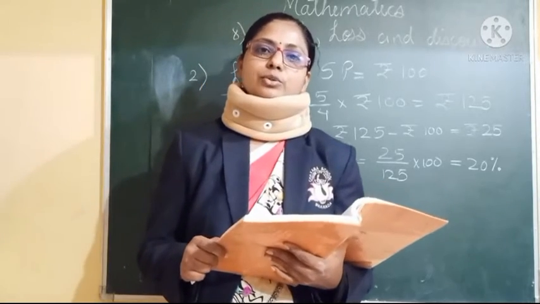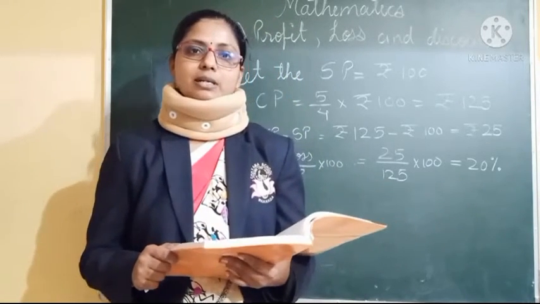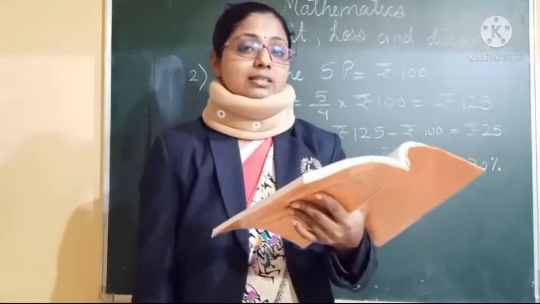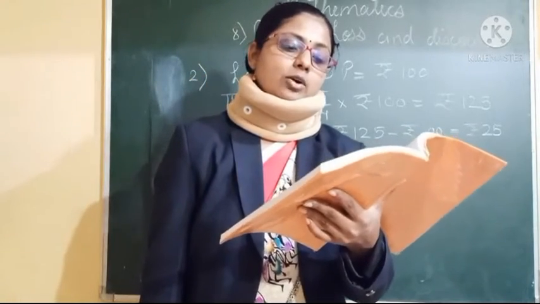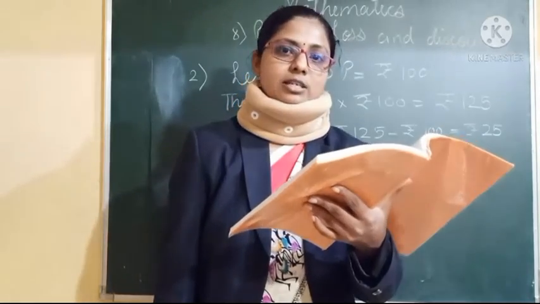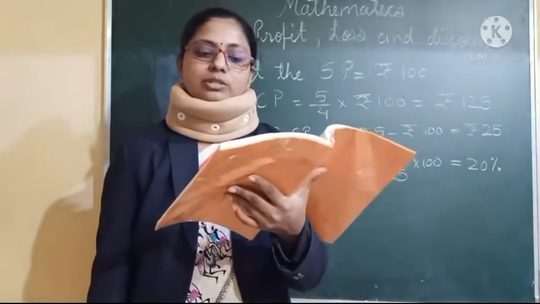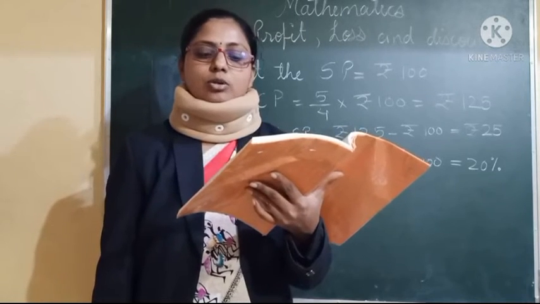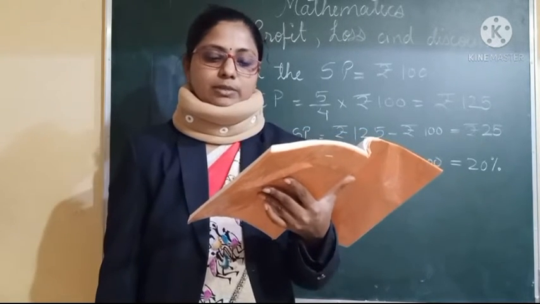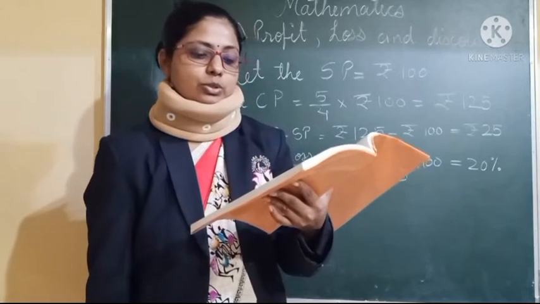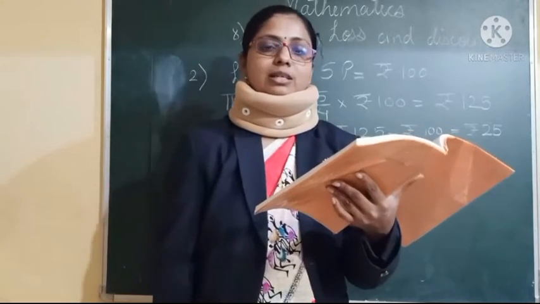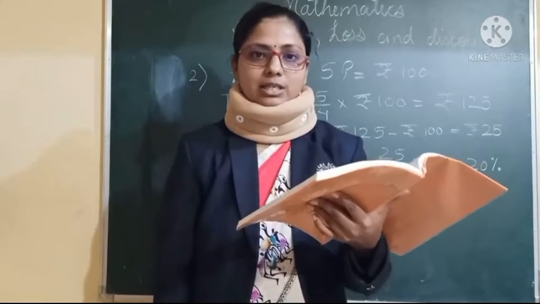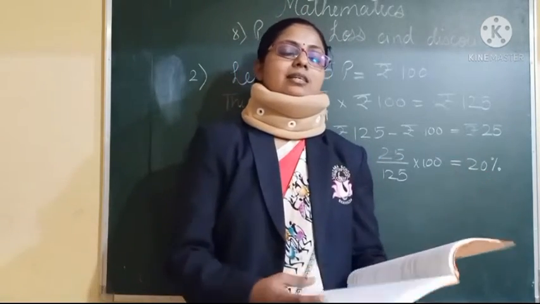Now let us have a look at the next example. Read it carefully and then try to solve it. The cost price of an article is 5 by 4 times its selling price. Find the loss or the profit as percent. You have to find whether it is a loss or profit percent according to the condition.